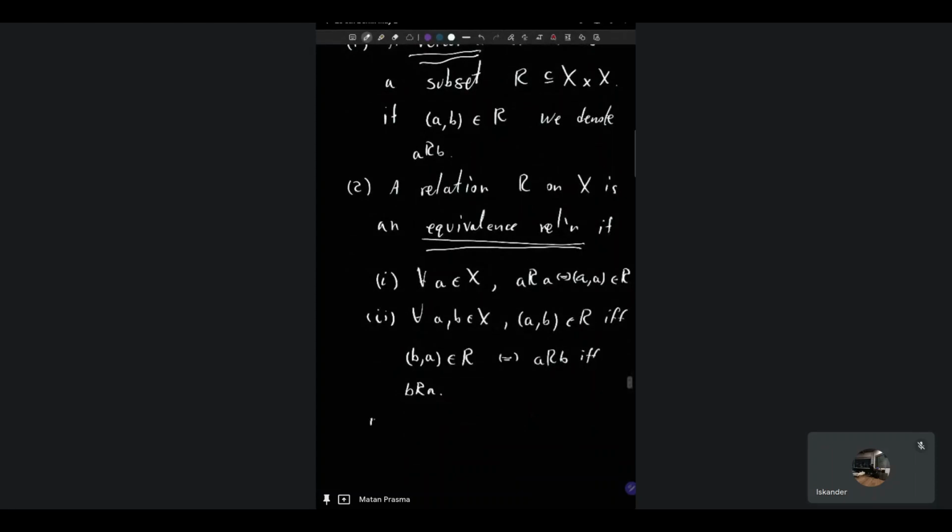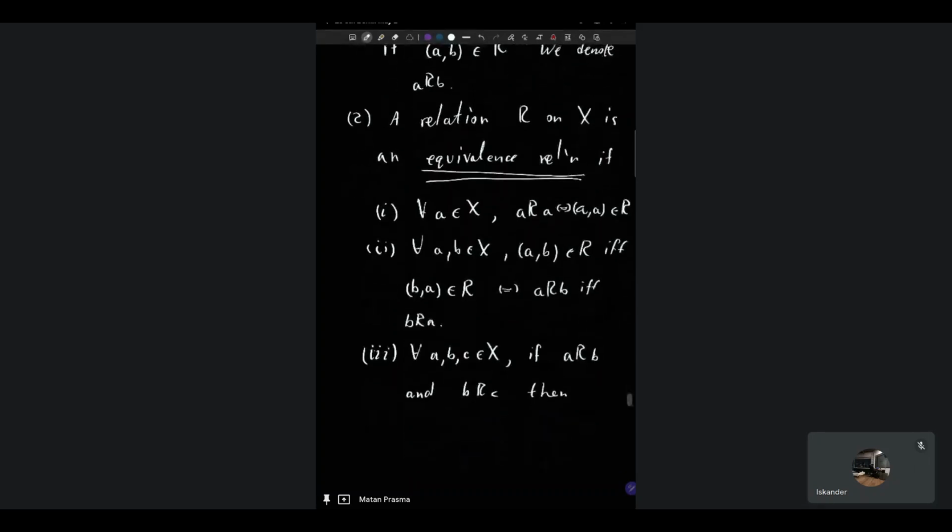And third, this is the transitivity: for any elements A, B, and C in X, if A is in relation to B and B is in relation to C, then A is in relation to C.